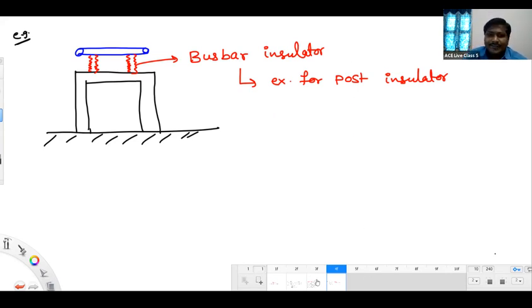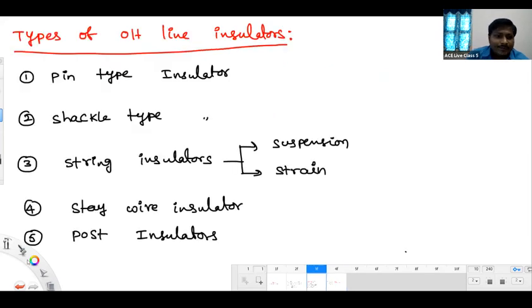My intention is to tell you that these post insulators are used mainly in substations.